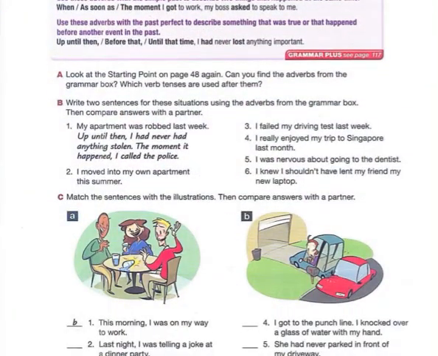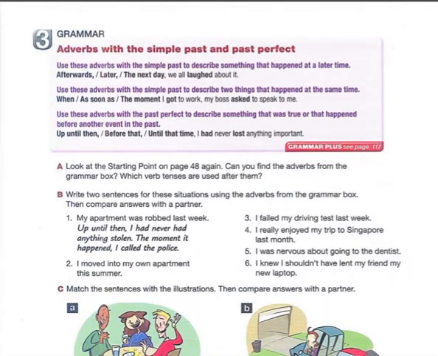Afterwards, we looked at the adverbs of time. Use the adverbs with the simple past to describe something that happened later. Use the adverbs with the simple past to describe two things that happen at the same time, and something that was true or that happened before another event in the past. That's basically using the past perfect, as you can see: I had never lost. So we looked at the present perfect, the present perfect continuous, the simple past, and the past perfect, those grammar bytes or charts that we already looked at.